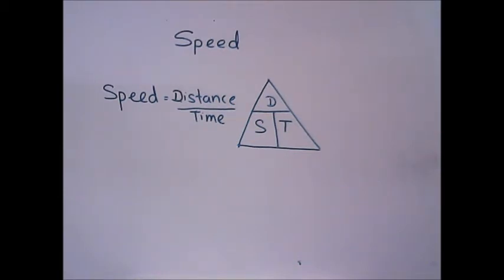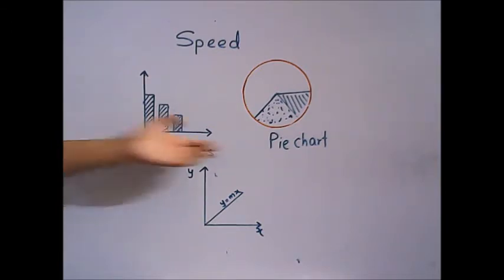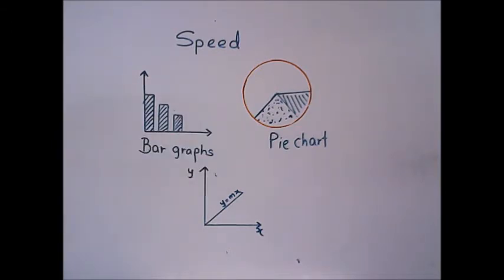Now in this lesson, we are going to represent these data in a linear graph. In grade 7, we represented data using bar graphs, and in grade 8 you learned about pie charts, and we also drew y equal mx type graphs. Today we are going to represent speed using a linear graph. Now let us make a distance time graph.